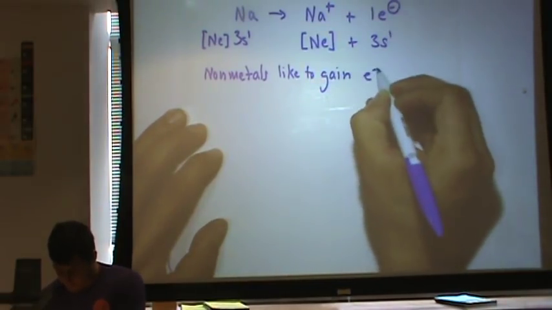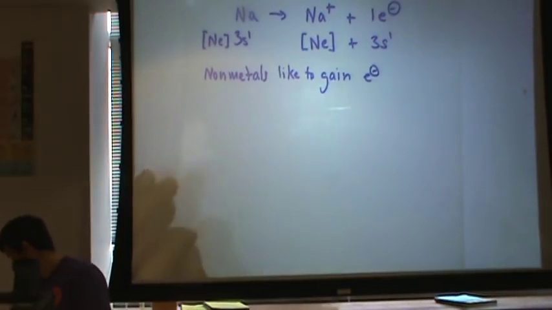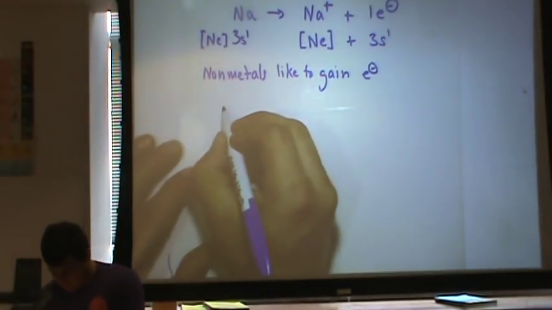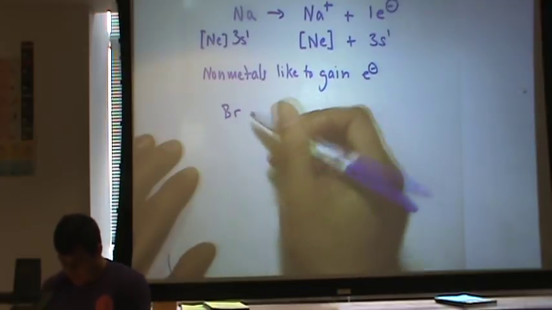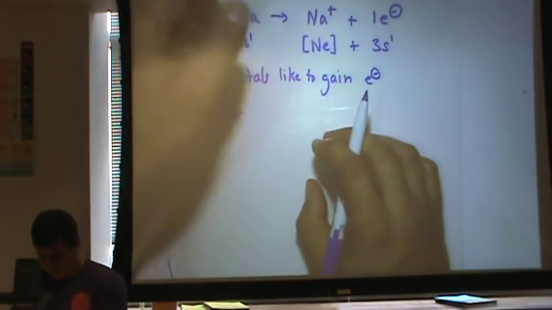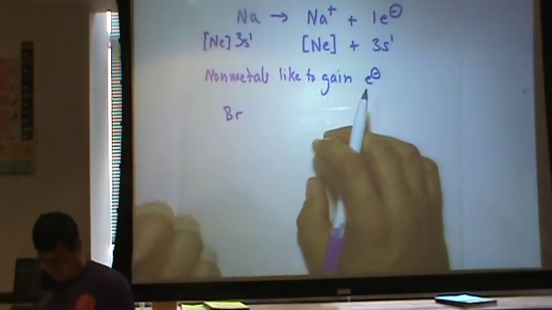Gain electrons. So which one did I do? I did bromine. Why would I do bromine? Bromine has such a long electron configuration. So bromine, unlike sodium, instead of releasing an electron, likes to gain an electron.